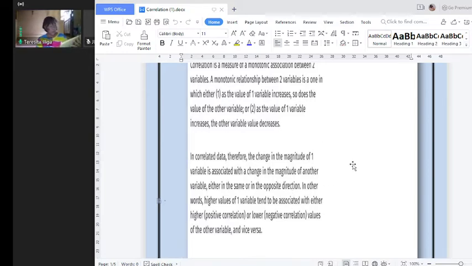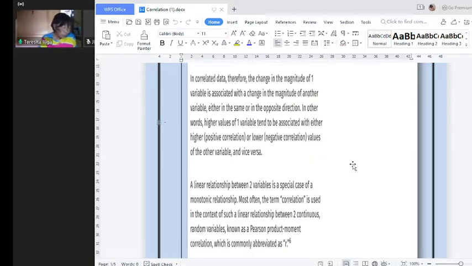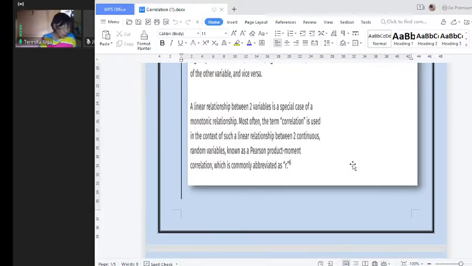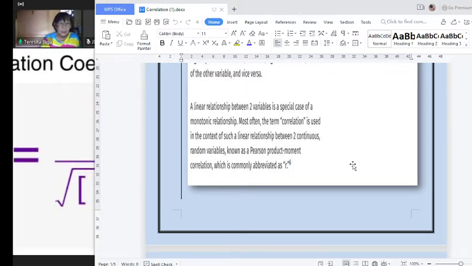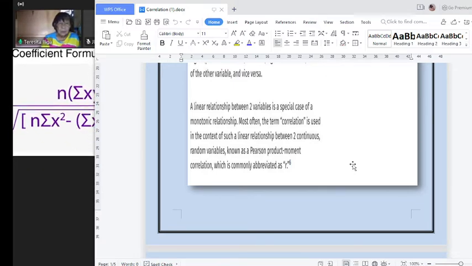Most often the term correlation is used in the context of a linear relationship between two continuous random variables, known as the Pearson product moment correlation, which is commonly represented as small r. Now, the small r, as you can see in the formula, is the correlation coefficient, also known as the Pearson correlation coefficient.